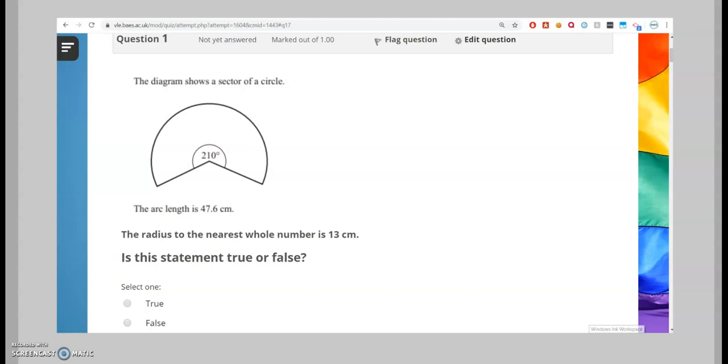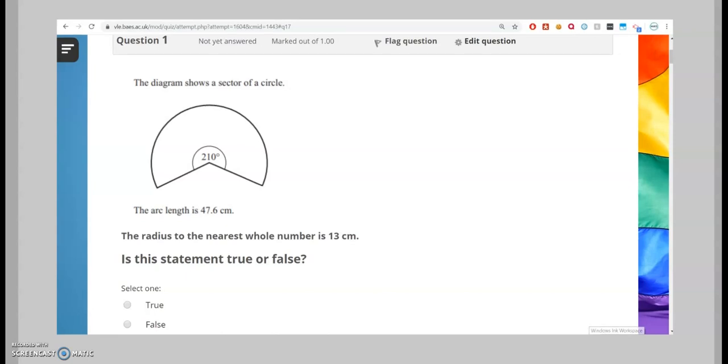Question number 1. The diagram shows a sector of a circle, so it's not a full circle as we can see. The arc length is 47.6 centimeters. This is the arc length, and it is 47.6 centimeters. The radius to the nearest whole number is 13 centimeters. Is this statement true or false? We've got to decide whether it is true or false.